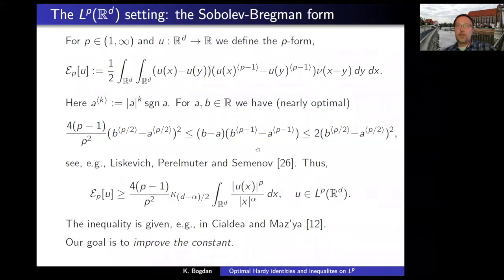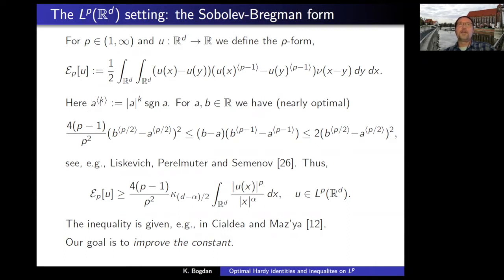So that's again the L2 setting. The Lp setting is what I want to discuss today. We will take p between 1 and infinity, and for any function u on Rd, I mean a real function, we define this p form. We'll call it sometimes the Sobolev-Bregman form or p form, and this is the integral of an expression which is non-negative. Let me explain what this power means. This is sometimes called the French power, and this is a power which respects the sign. So a to the k is the absolute value of a to the power k times the sign of a. And this is an increasing function.